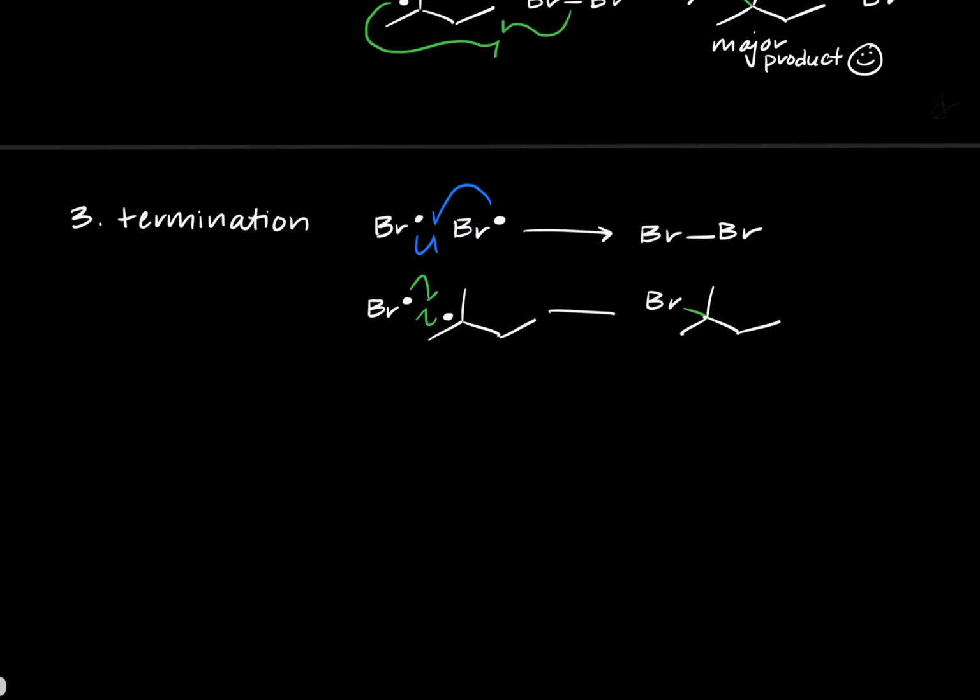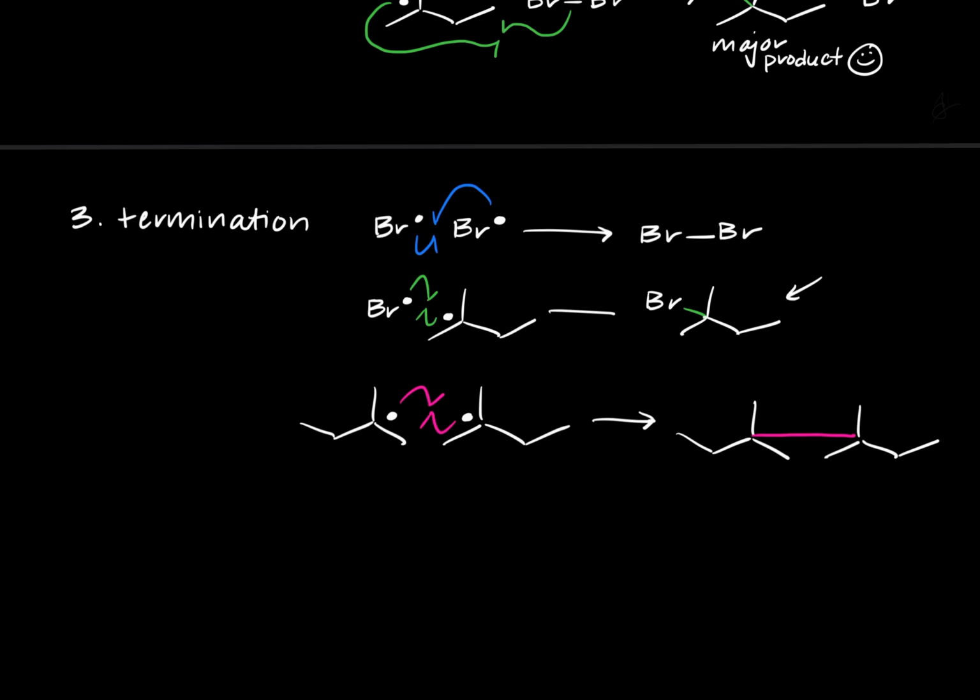Or I could have taken those 2 carbon structures and formed a bond right in between them. These are how you would draw these products. Again, notice that our termination step forms our major product, and this here is our minor product.